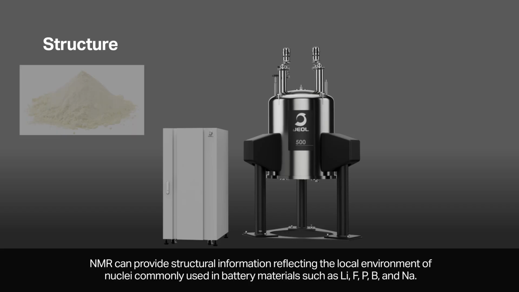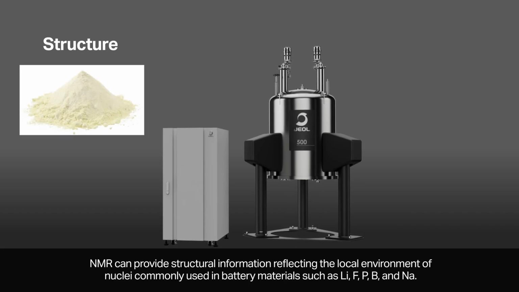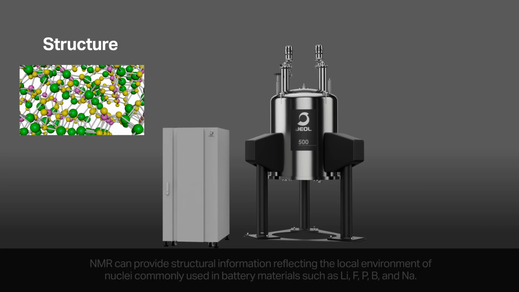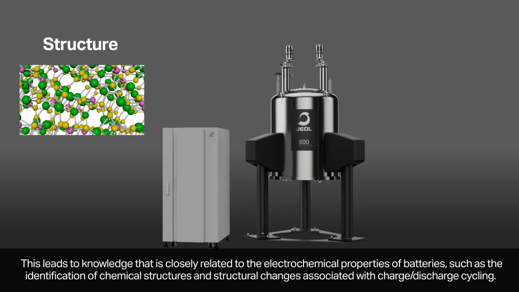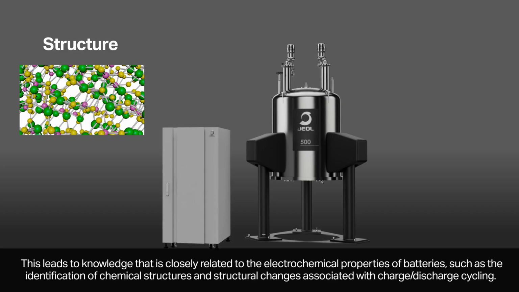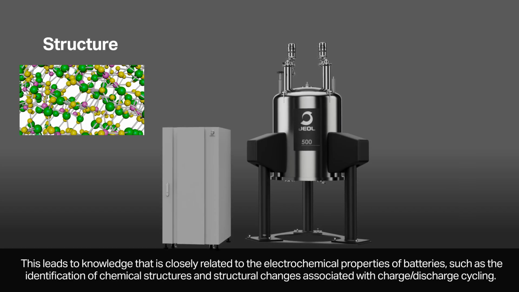NMR can provide structural information reflecting the local environment of nuclei commonly used in battery materials such as lithium, fluorine, phosphorus, boron, and sodium. This leads to knowledge that is closely related to the electrochemical properties of batteries, such as the identification of chemical structures and structural changes associated with charge-discharge cycling.